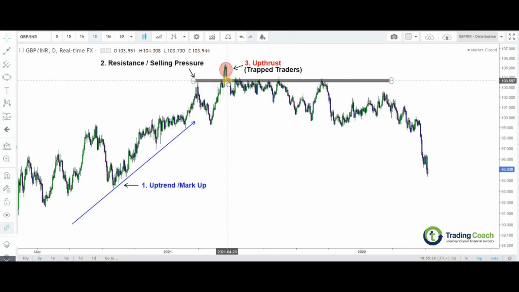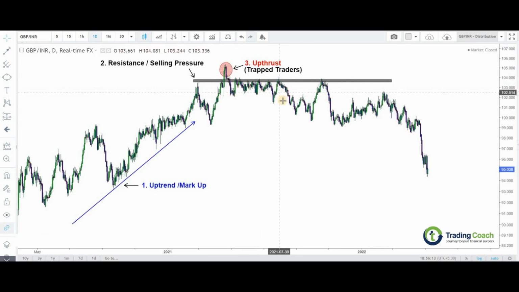Within this resistance, we can also see a nice upthrust. Wyckoff called this an upthrust because this is the point where the market usually traps all these uninformed buyers. The people who buy the stock or this currency pair thinking there is a genuine breakout, thinking the prices are going to go up, are all trapped in the price action over here. And as I pointed out before, all the big players have liquidated their positions.